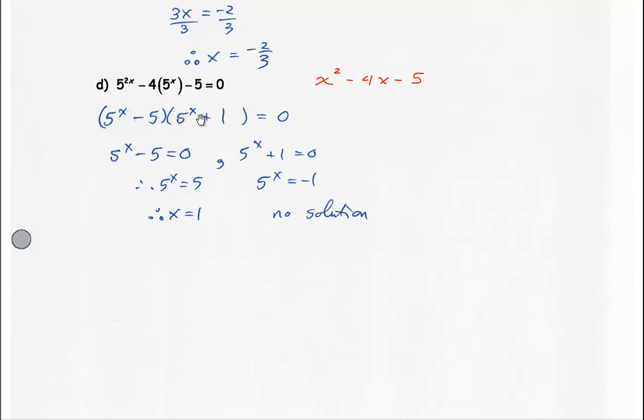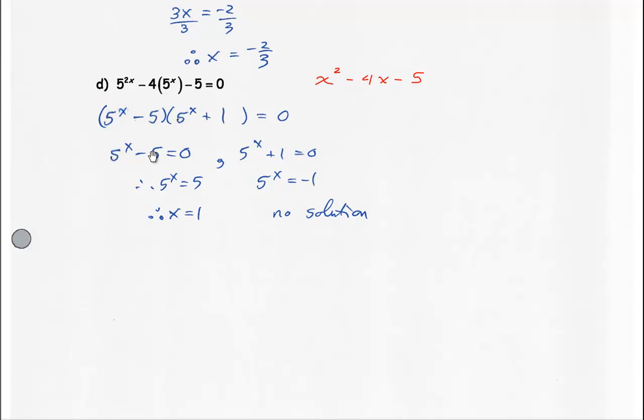If you expanded the rest of this out, if you multiply these together, that would give you negative 5 times the 5 to the x. And if you multiply this together, it gives you plus 1 times 5 to the x. And if you add that negative 5 and 1, you get negative 4, so that's where that term comes from. And of course, negative 5 times positive 1 is this negative 5.